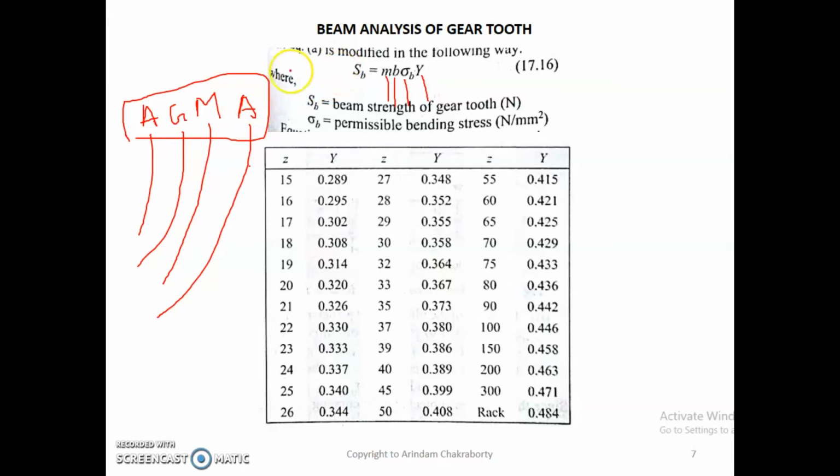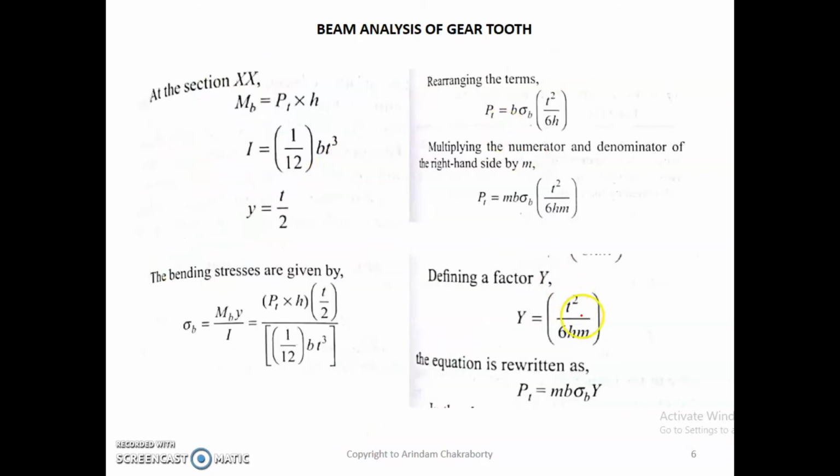This table has been given by the AGMA to understand the value of Y, which helps to calculate the value of beam strength, because if you know the number of teeth, Z, you can calculate Y. That means you don't have to do this rigorous calculation. You can omit it. That means you are skipping a step, so it gets much easier.